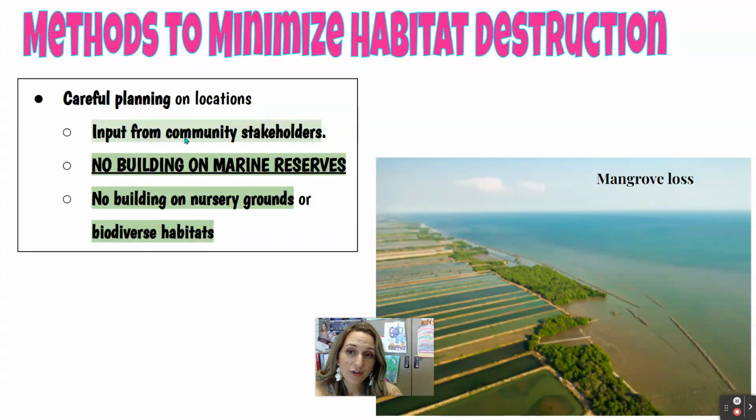Having input from community stakeholders. So not building on marine reserves or any marine protected areas. Not building on nursery grounds or any biodiverse habitats. And the community input matters.